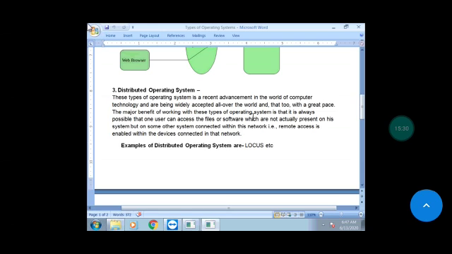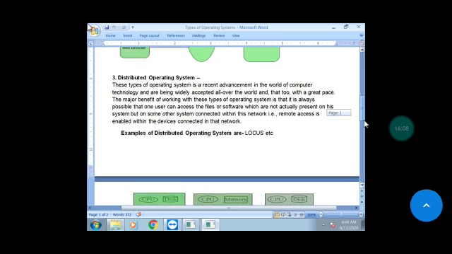Now think about it, suppose I'm in a network and I have to open MS Word, but MS Office is not available in my PC. If the server is having MS Office, using that platform, that application software, I can open MS Word. Whether the software is available in my PC or not doesn't matter, but a file must be there. Using that MS Office that is available in the server, I can open MS Word. The best example is Locus.